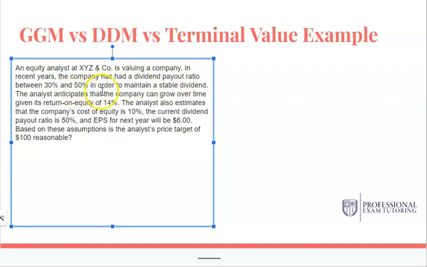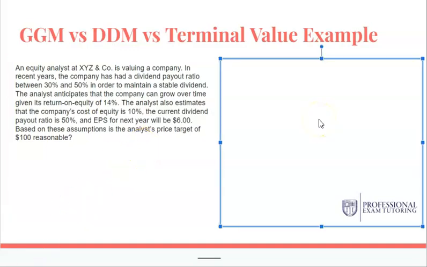The analyst anticipates that the company can grow over time, given its return on equity of 14%. The analyst also estimates that the company's cost of equity is 10%. The current dividend payout ratio is 50%, and earnings per share for next year will be $6. Based on these assumptions, is the analyst's price target of $100 reasonable?